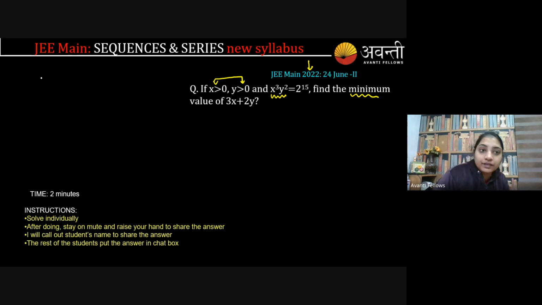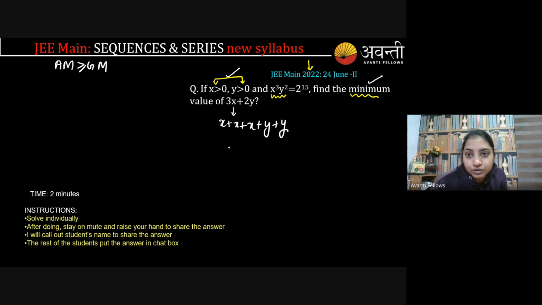So will it hit you that I'm getting directly two conditions: numbers are positive, and minimum value is asked. It means AM is greater than or equal to GM, yes or no? And they told me that the product is given. It means if I take this 3x, I can rewrite it as x plus x plus x plus y plus y. Any effect in your question?